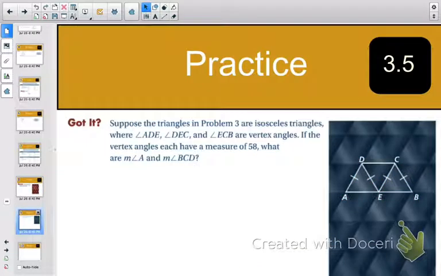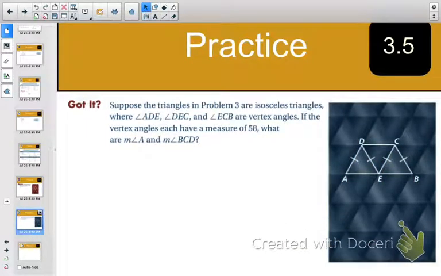The next problem here, it says, suppose the triangles in problem 3 are isosceles triangles, so they're not equilateral, they're isosceles, where angle ADE, DEC, and ECD are the vertex angles. If the vertex angles each have a measure of 58, what are the measures of angle A and BCD? So now we're saying that this angle here is 58 degrees, and we want to find A. So what is that angle, and then what is this angle here, BCD? So what is that whole angle?